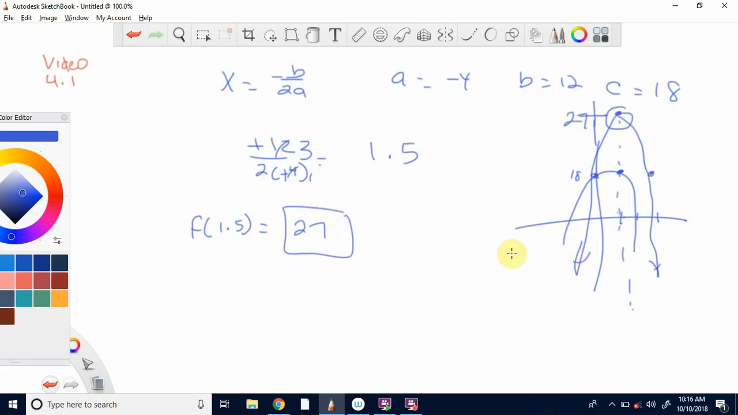What's a domain? Domain doesn't matter. For any quadratic function, it is all real numbers, always. The range is going to be based on the y. So if it's going upside down, it's going to max out. So it's going to be y less than or equal to 27. If it opened up, it would be y greater than or equal to 27. So pause it, do guided practice 3.